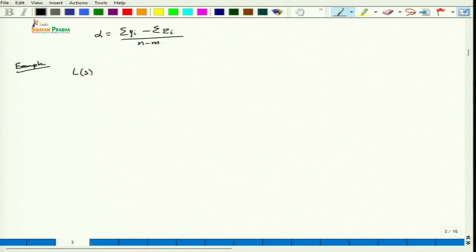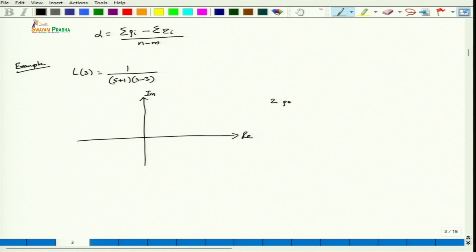So we have L(S) = 1 / ((S + 1)(S - 3)). If we plot the root locus for this, you will see that there are two poles. One is at S = -1 and the other at S = 3. No zeros. So there will be two branches.